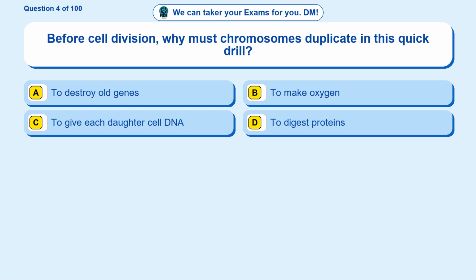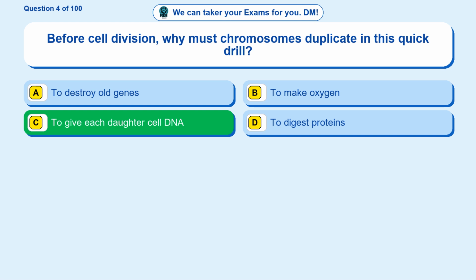Question 4. Before cell division, why must chromosomes duplicate in this quick drill? Option A. To destroy old genes. Option B. To make oxygen. Option C. To give each daughter cell DNA. Option D. To digest proteins. The correct answer is option C. To give each daughter cell DNA.